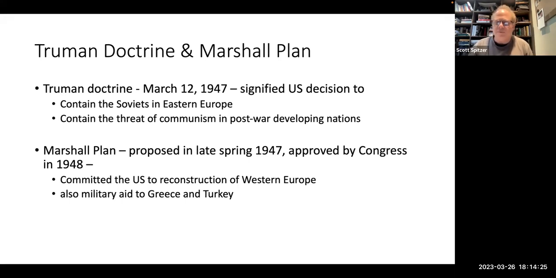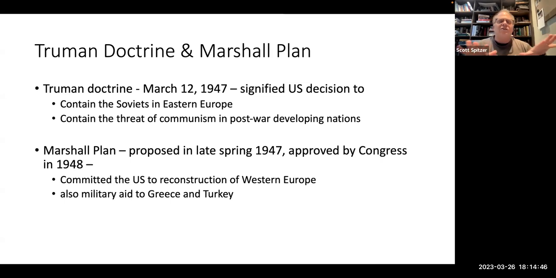In the meantime, you've got Zionist underground troops continuing to smuggle in thousands and thousands, over 100,000 Jewish refugees from displaced person camps all across Europe into Palestine by 1948.